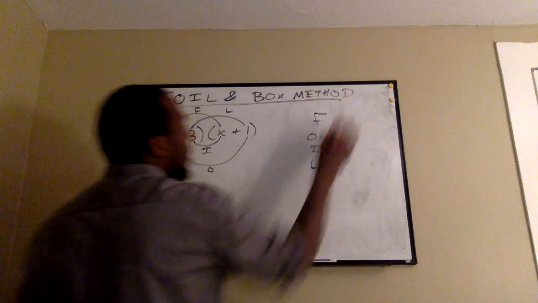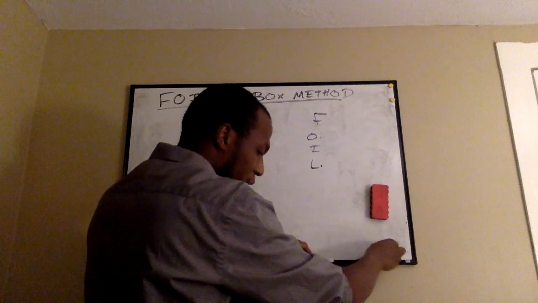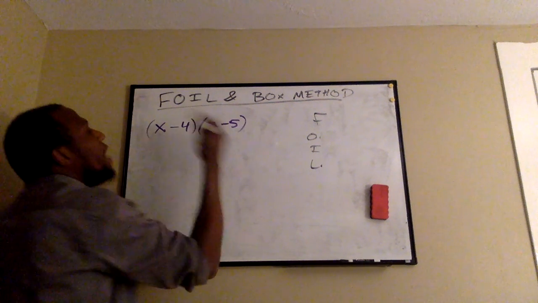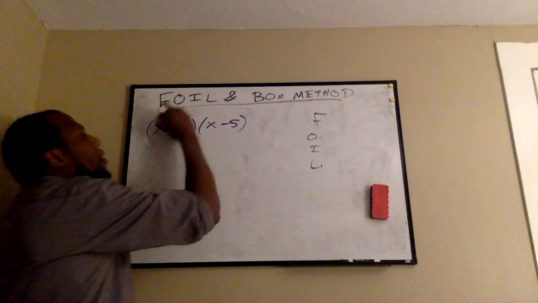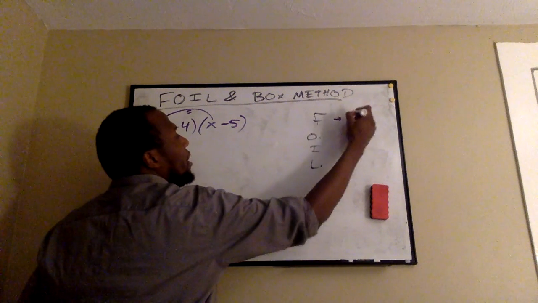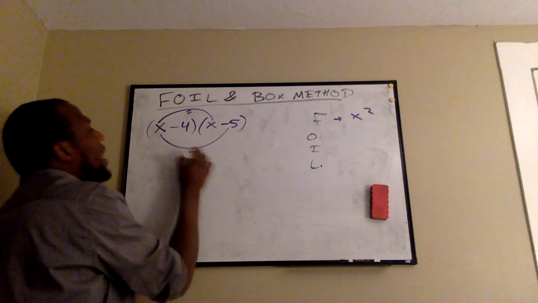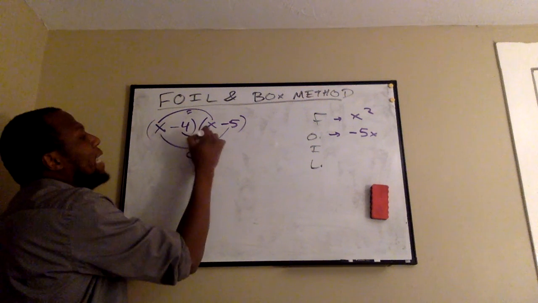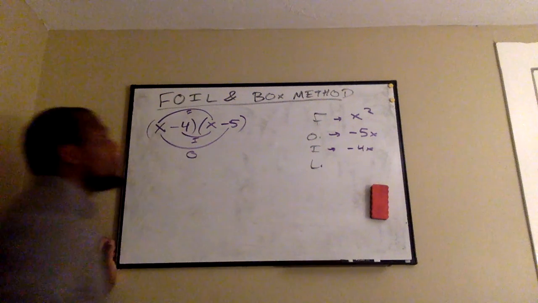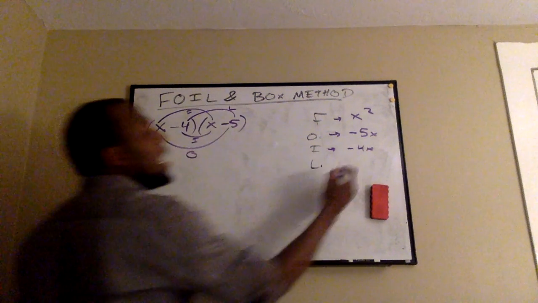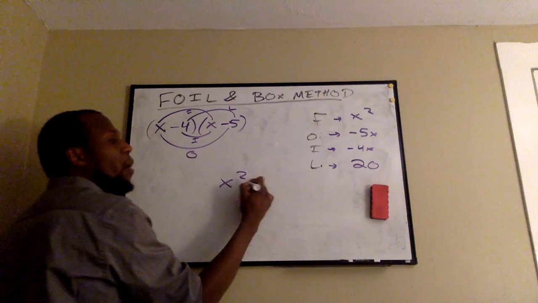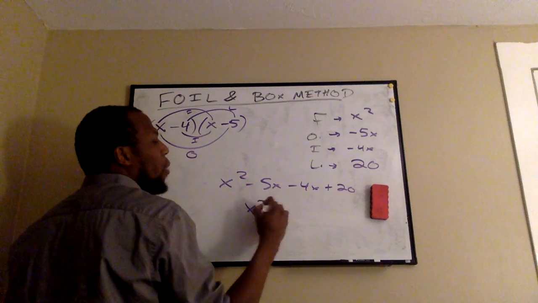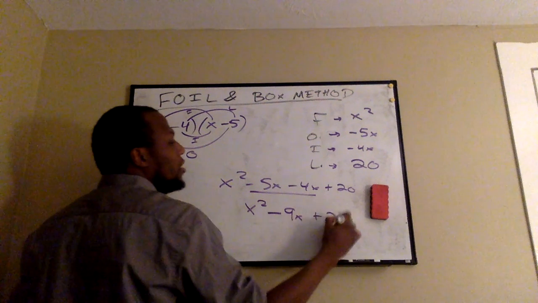I'll just leave these letters over here for organization purposes. Let's say we have x minus 4 times x minus 5. We still have our binomials. First, x times x, that's going to be x squared. Outside, x times negative 5 gives us negative 5x. Inside, that's going to leave us with negative 4x. And then our last, we have a negative times a negative, so that's going to give us a positive 20. So that's x squared minus 5x minus 4x plus 20. And then after combining our like terms, we end up with x squared minus 9x plus 20.